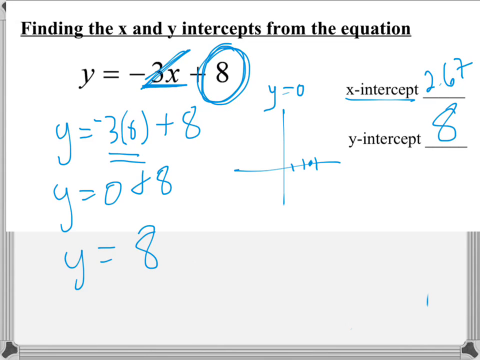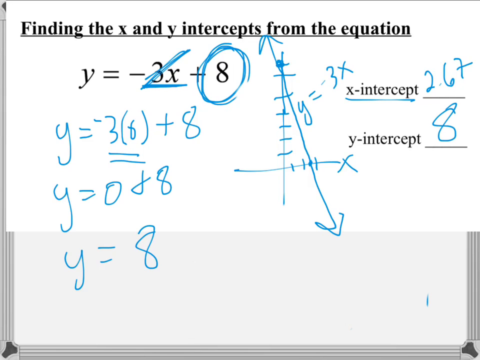So we know that this line passes through 2.67 on the x-axis and, 1, 2, 3, 4, 5, you just extend it here, 6, 7, 8 on the y-axis. So you can graph the line right here. So this is the line y is equal to negative 3x plus 8.